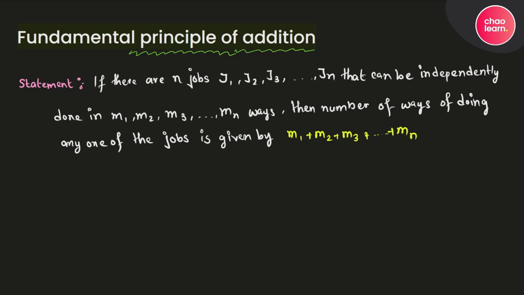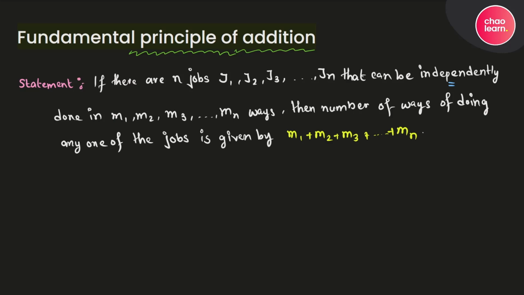So what it says is, whenever we have n number of jobs, J1, J2, J3 all up to Jn, that can be done independently. In my previous video as well I have explained the meaning of independent jobs. This means that the number of ways of doing one job is not affecting or impacting the number of ways of doing another job. So these are independent in their sense.